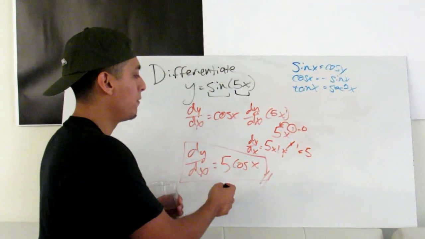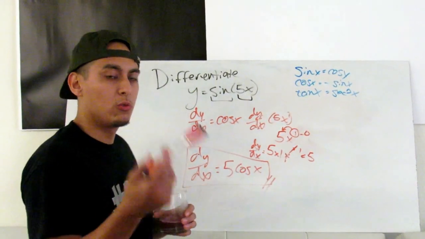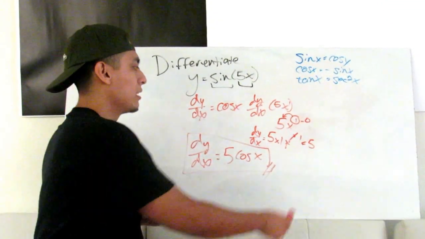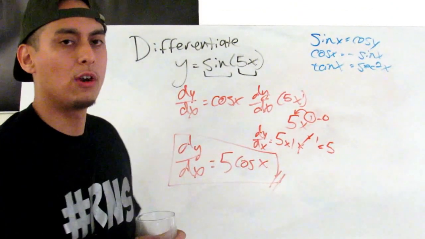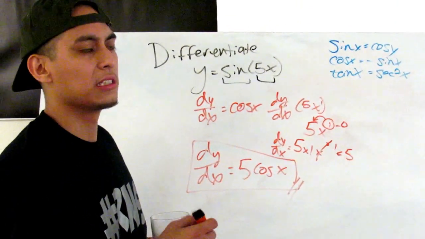Whenever you do have cosine, sine, or tangent, you do want to start with the constant. So in this case, our constant was 5, so you just throw it in the front, and it becomes 5 cosine of x in this case.